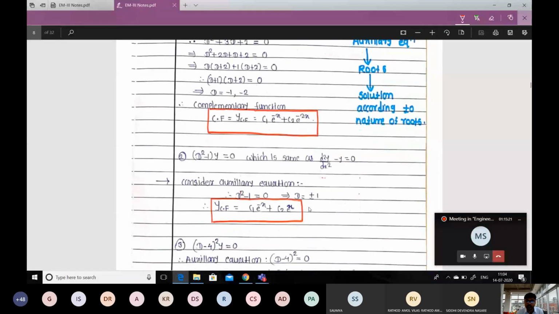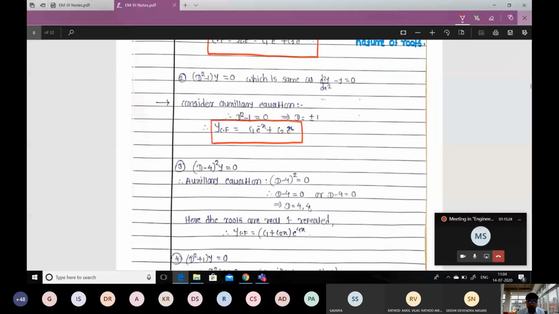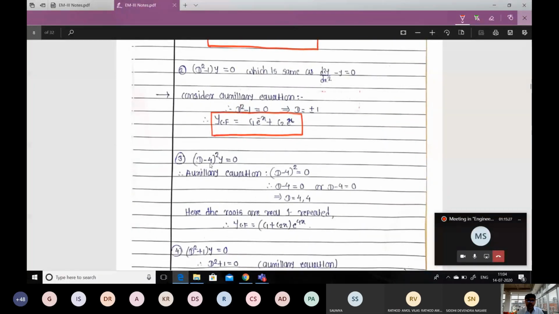Now what about repeated roots? Let me show you one example of repeated roots. Consider this differential equation: (D minus 4) whole square y equal to 0. So the auxiliary equation is the term which is inside: (D minus 4) whole square equal to 0. Therefore D minus 4 equal to 0 or D minus 4 equal to 0. So we obtain 2 roots, D equal to 4, 4. Now look at these roots. They are real as well as repeated. So here the roots are real and repeated, and that's why we have to write the solution in terms of C1 plus C2x times e to the power that root times x. That will be the change. So this is about case number 1 and case number 2. I hope you understand this.